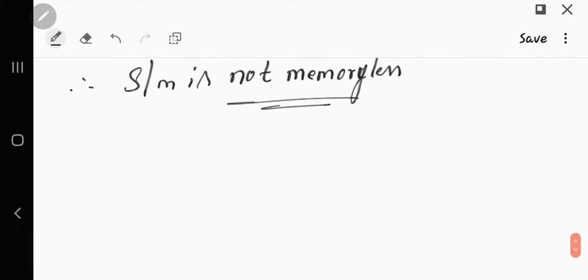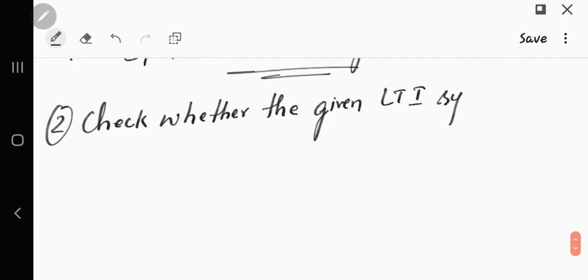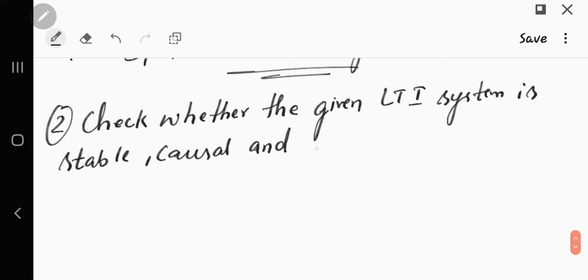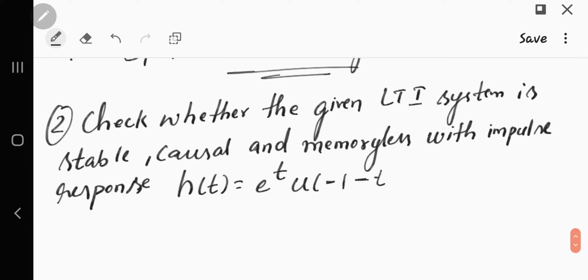So here is a problem given: check whether the given LTI system is stable, causal and memoryless with impulse response h of t is equal to e to the power of t u of minus 1 minus t.